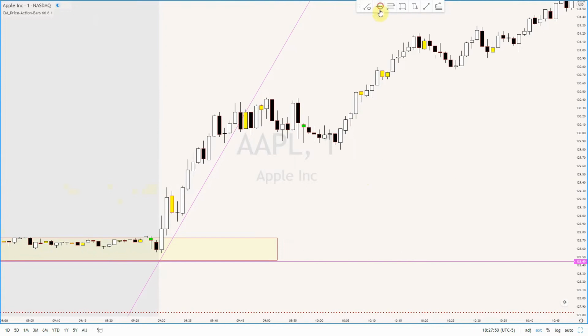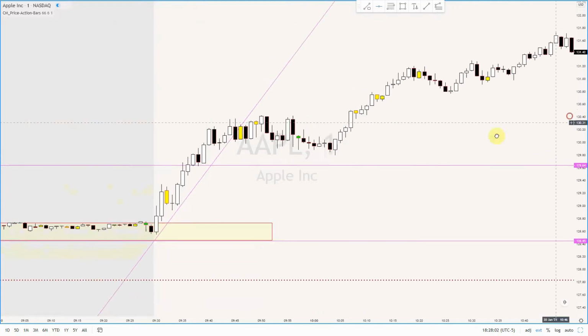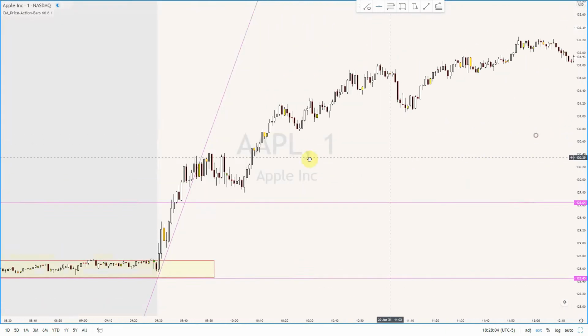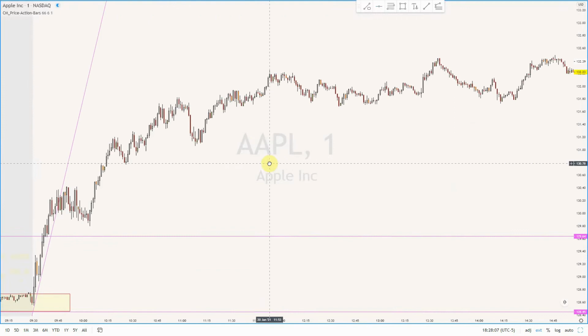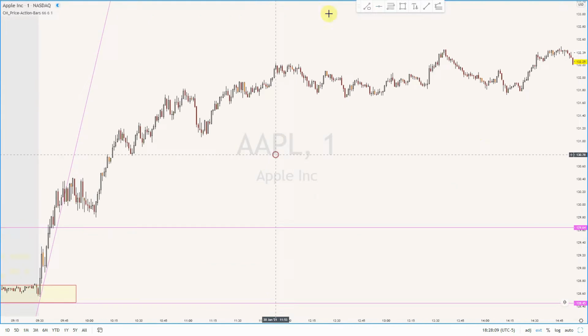And then you see a little pullback. Did it come down even 50%? Nope. Apple's so strong, it comes down hardly even a quarter of the way, and it just takes off. That is a stunning, pretty chart right there. It really is.